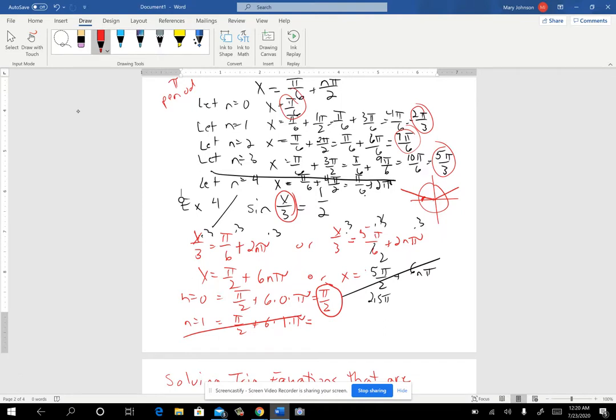Okay. And then the reverse is what's going on here. When you have a multiple that's fractional, it's like stretching the graph horizontally, so it doesn't complete one full cycle. It takes a lot longer to complete one full cycle, and so that's why you only wound up with this one answer.